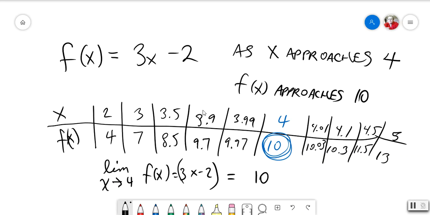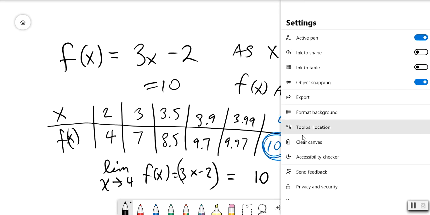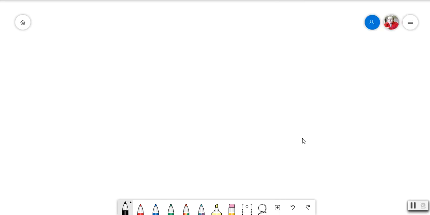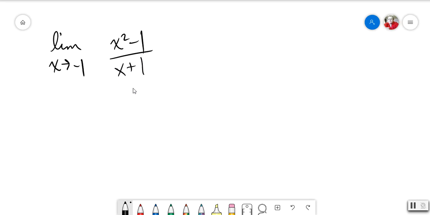Now, this might seem to be stupidly common sense. If you put in 4, 4 times 3 is 12, 12 minus 2 is 10, well, duh. So you're going to get closer to 10 from the left and come down closer to 10 from the right. Well, there's more to it than that. Suppose you had the limit as x goes to negative 1 of (x squared minus 1) over (x plus 1).